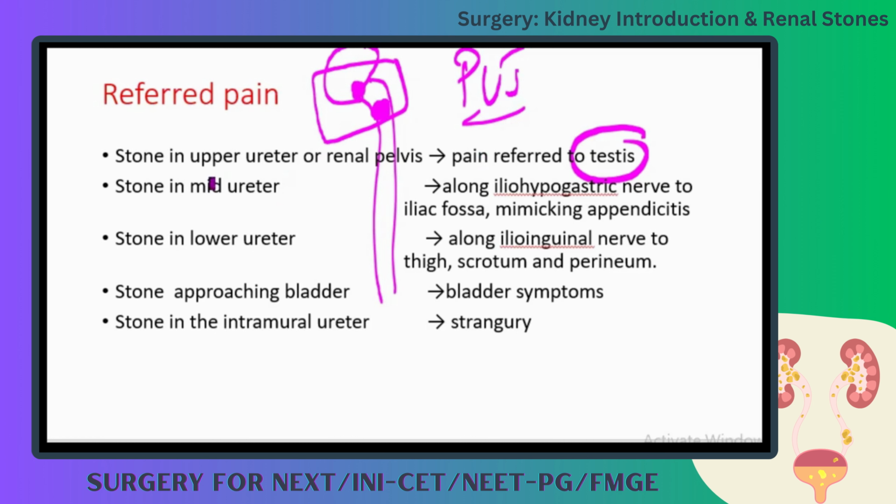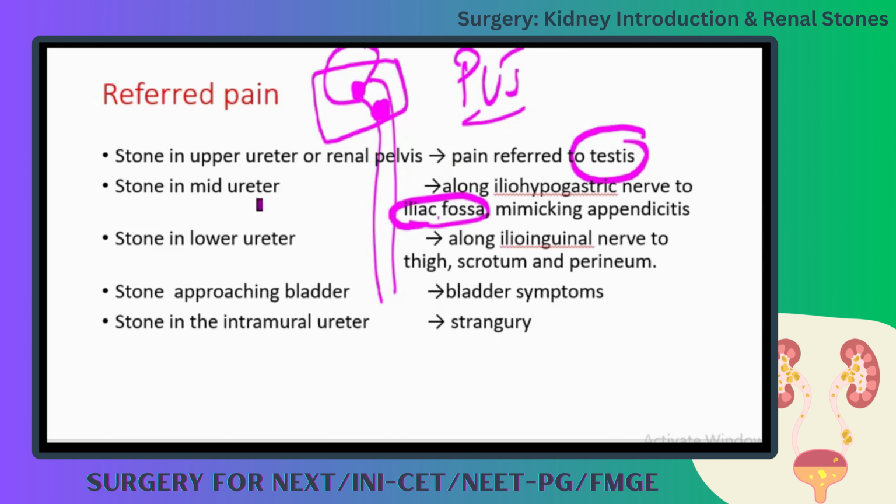And stone in the mid ureter is referred to the iliac fossa. If it goes to the right iliac fossa, you will think of appendicitis. It will be mimicking appendicitis. The pain will be referred to the right iliac fossa. You think that the stone is in the right mid ureter.